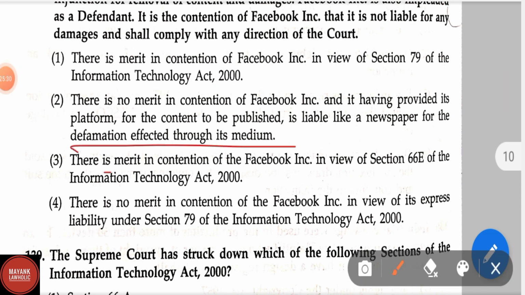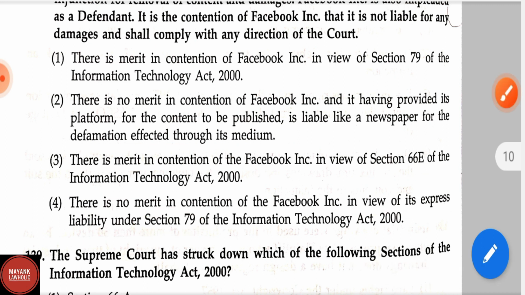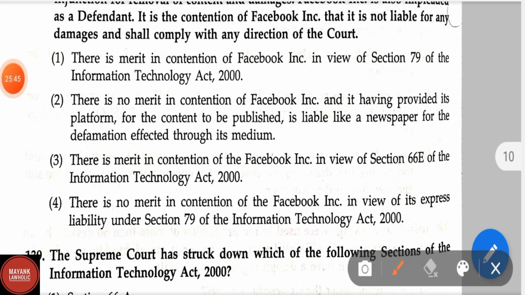Option 3, there is merit in the contention of Facebook in view of Section 66E of the Information Technology Act 2000. Option 4, there is no merit in the contention of Facebook in view of its express liability under Section 79 of the Information Technology Act 2000. In this question, the correct answer is option 1. There is merit in the contention of Facebook in view of Section 79 of the Information Technology Act.